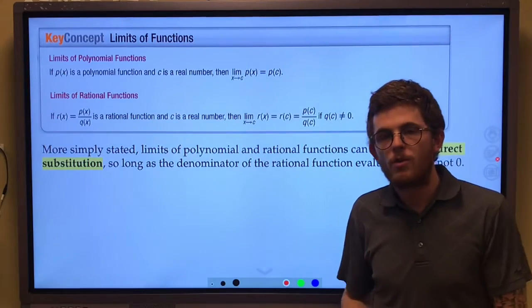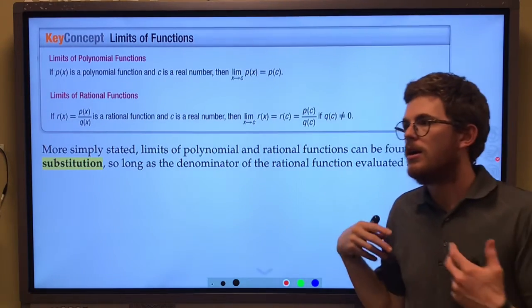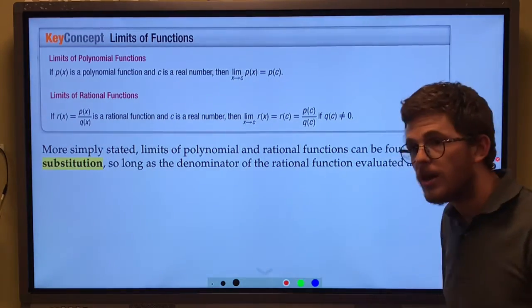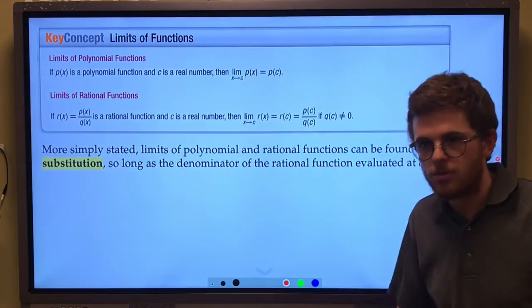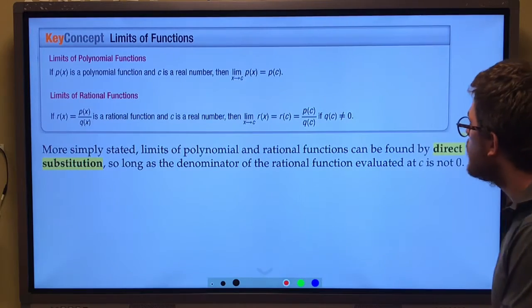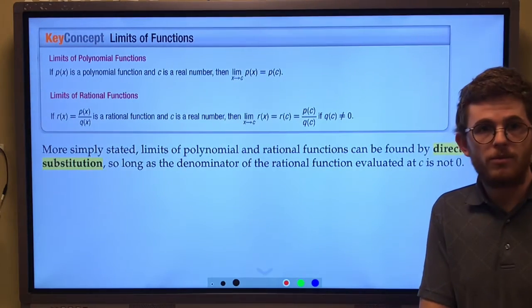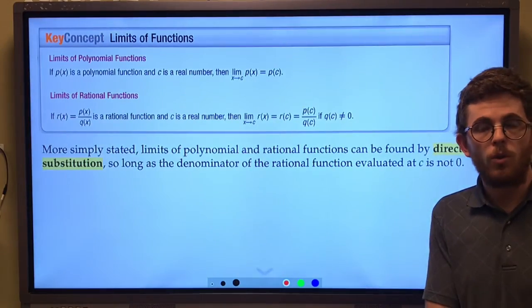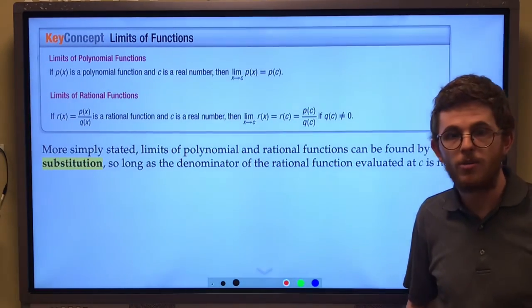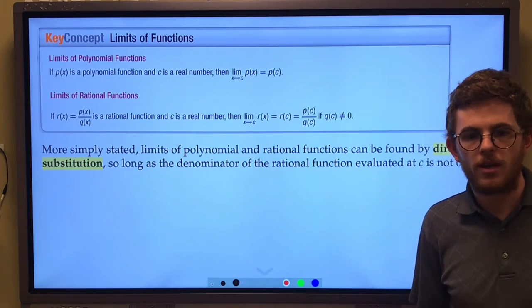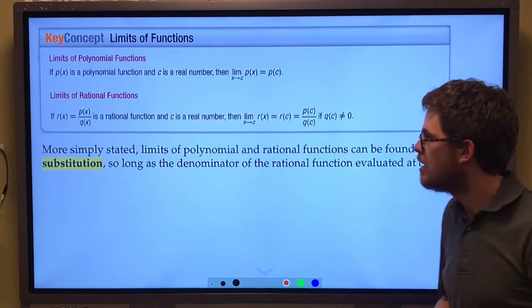The first way that we can evaluate a limit without looking at a graph or creating a table of values, and sometimes we will need to use those properties to break down the limit, is we can actually use direct substitution. A lot of times direct substitution does work. These aren't necessarily the type of problems that are going to be really common on an AP test or something like that.